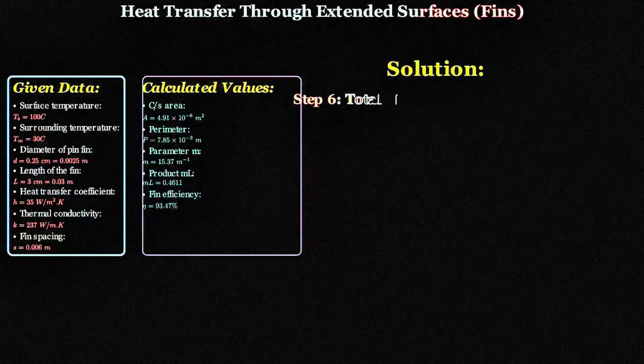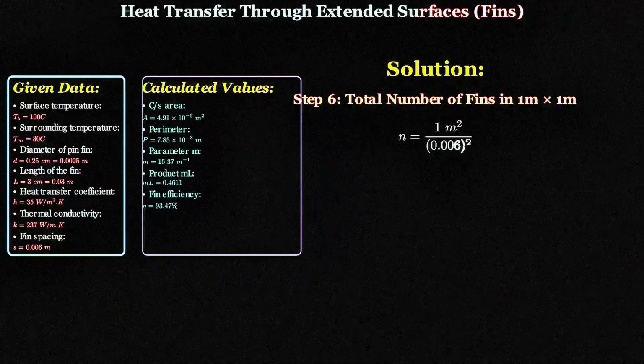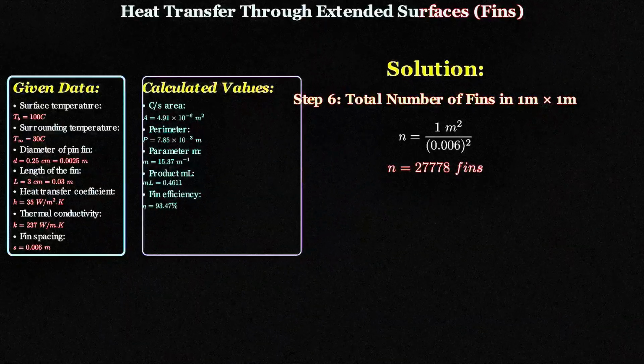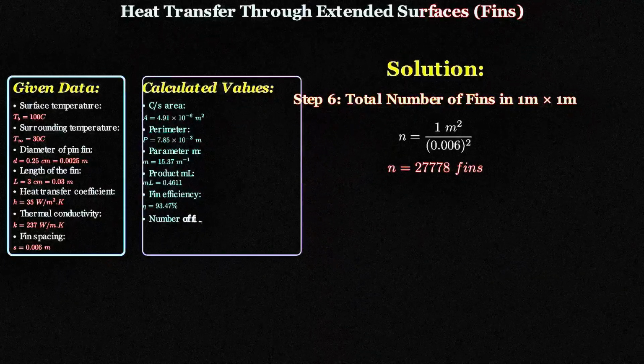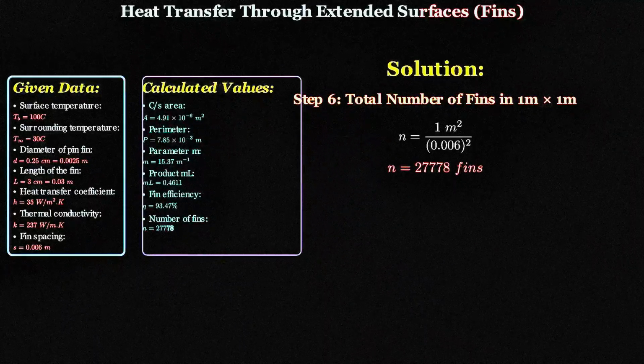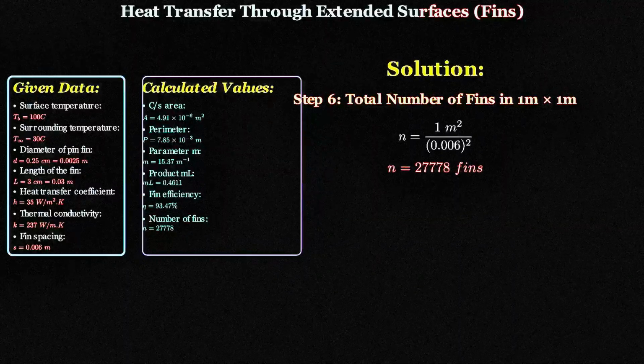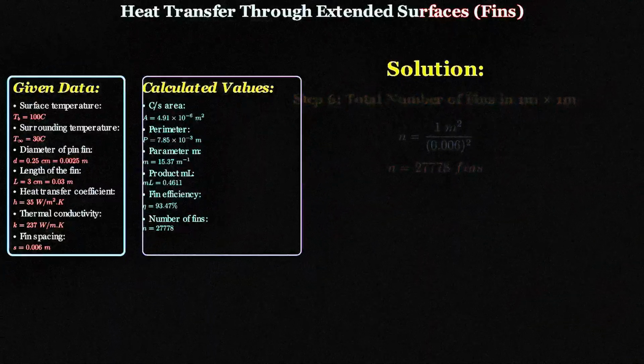Step 6. Calculate the total number of fins in the 1 meter by 1 meter section. The number of fins, n, equals 1 square meter divided by the spacing squared. That's 1 divided by 0.006 squared. This gives us 27,778 fins. That's a lot of fins packed into 1 square meter.